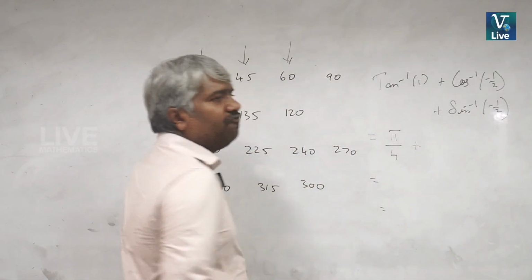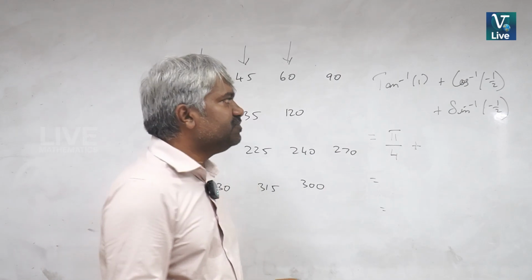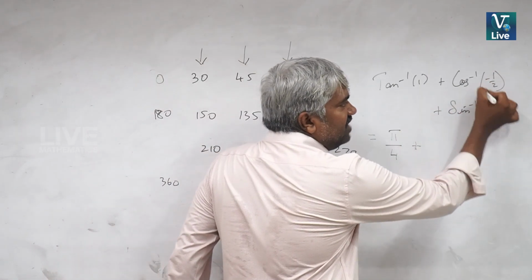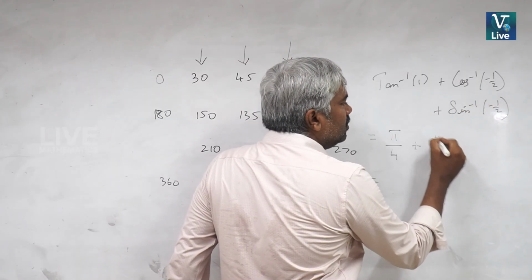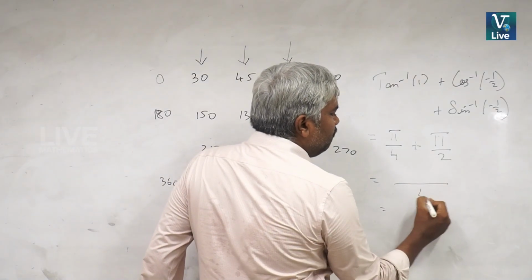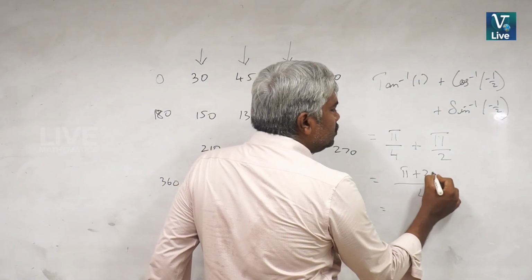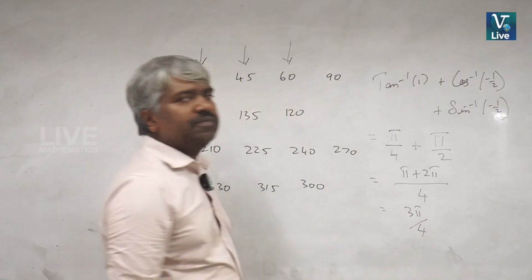I hope you remember the formula that sine inverse of x plus cos inverse of x is pi by 2. Since you consider this value as x, sine inverse of x plus cos inverse of x is pi by 2, right? You can take LCM as 4, which is pi plus 2 pi. So 3 pi by 4. Even this method you can solve.